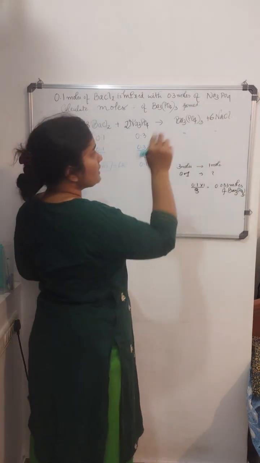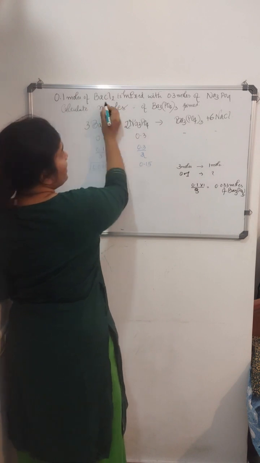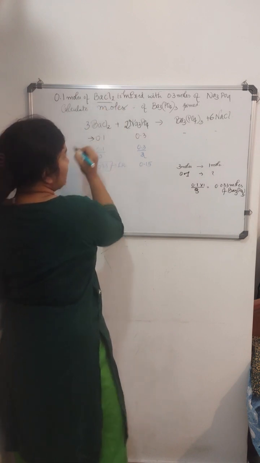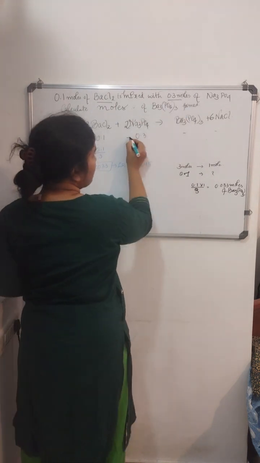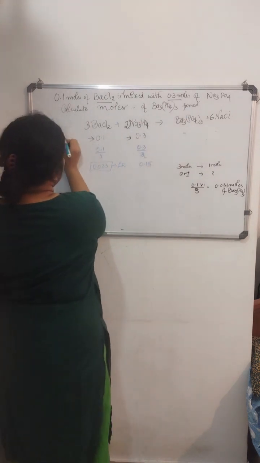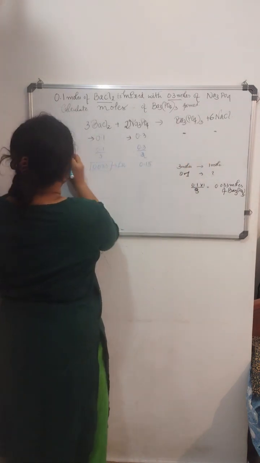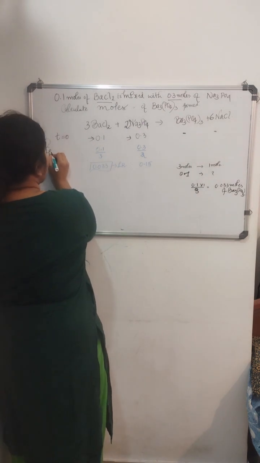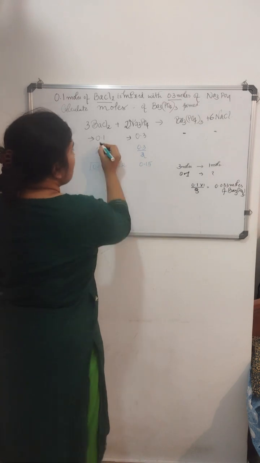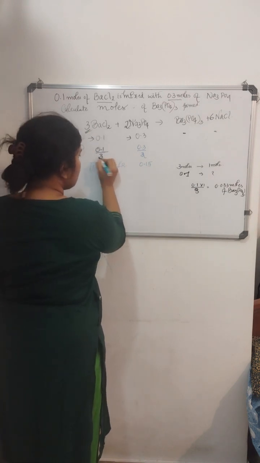Now let us just write whatever is given in the question. How much BaCl2 are we taking? That is 0.1. How much Na3PO4 is taken? That's 0.3. At time equal to T, products are not formed. Now what are we going to find? Find LR.